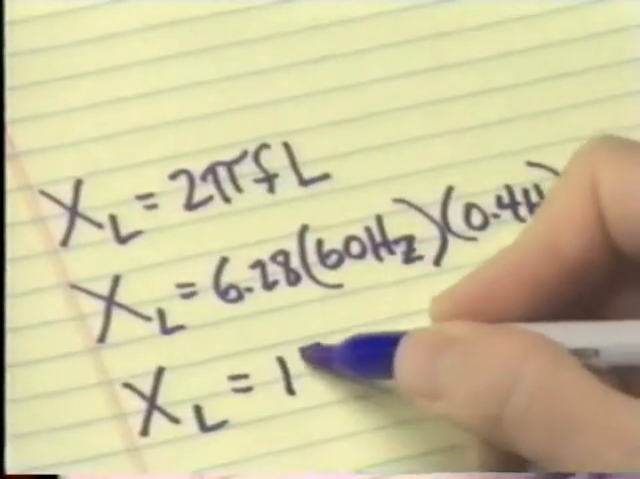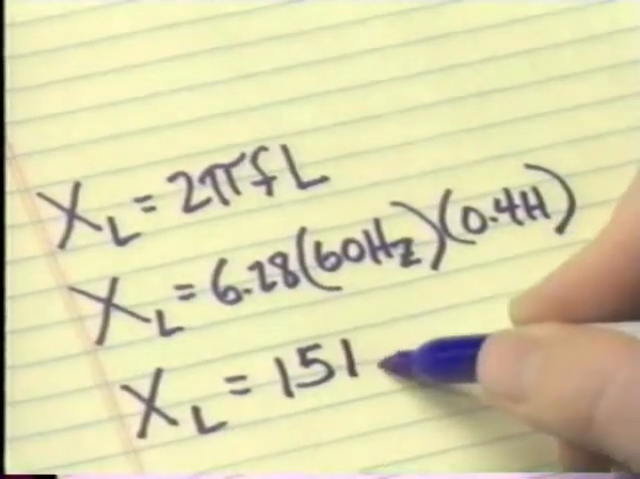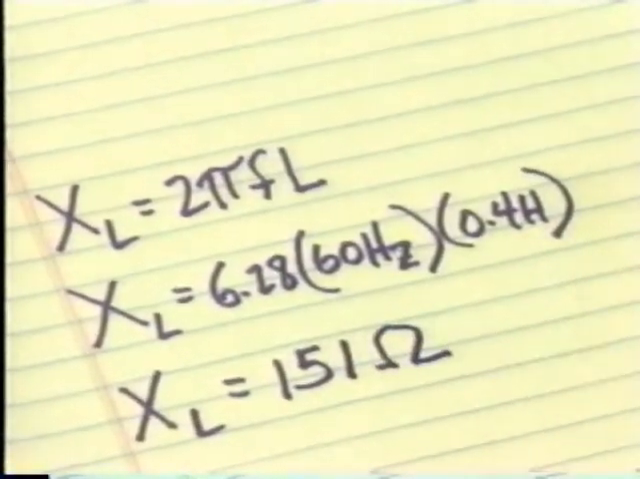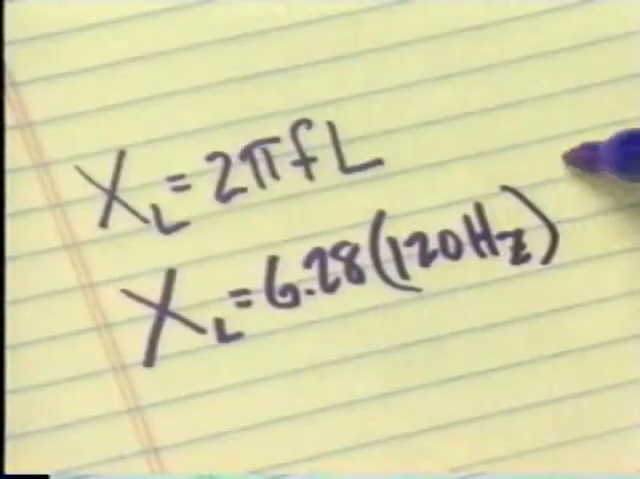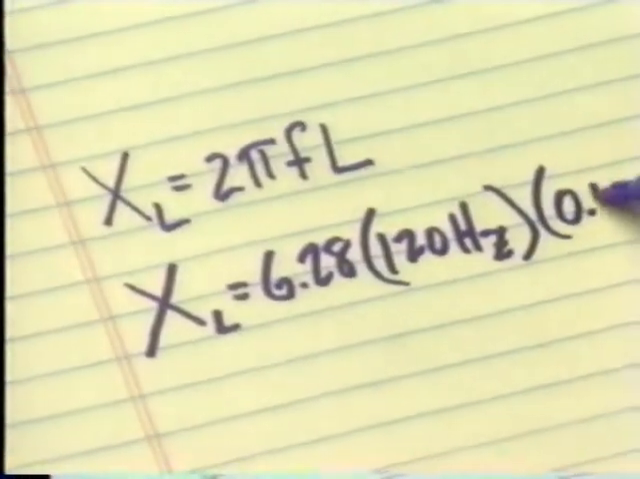Remember, your answer will be in ohms. Solving the equation, the inductive reactance equals 151 ohms. Let's try another example, keeping the inductance fixed at 0.4 henries. But this time, the voltage source frequency will be doubled to 120 hertz. Once again, substitute the values in the formula.